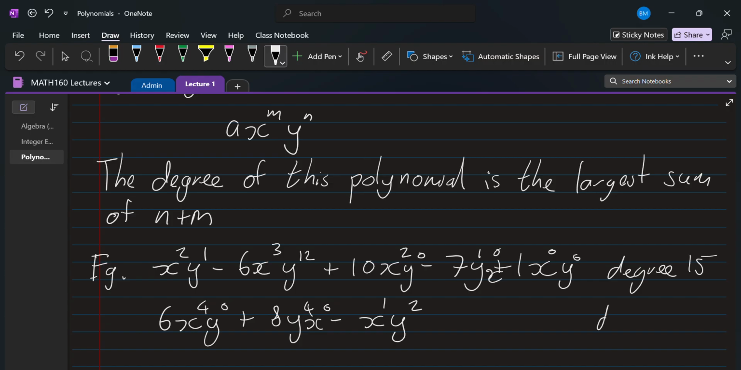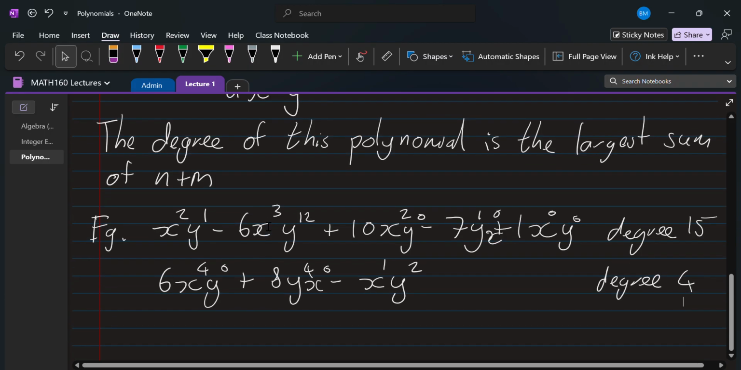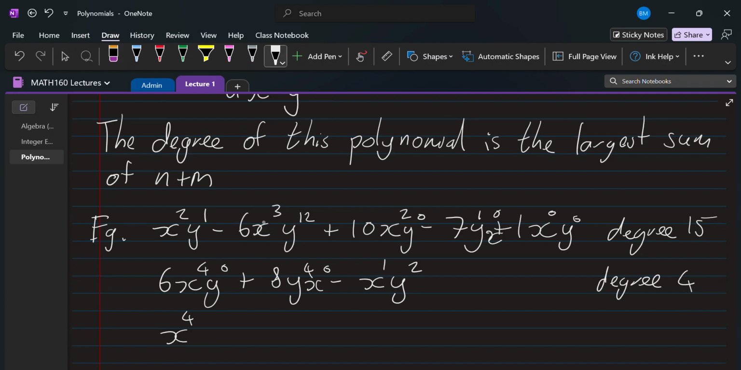Okay, next example, 6x to the 4 plus 8y to the 4 minus x y squared. Okay, let's go through it. The first term is just x, but we see that the other terms contain a y, so it's a polynomial in two variables. The first term doesn't tell us anything. The other terms tell us that there are x and y. There's just an x, so we can put a y to the 0 if you want. Okay, 4 plus 0, that's 4. That's the largest so far, so let's keep that in mind.